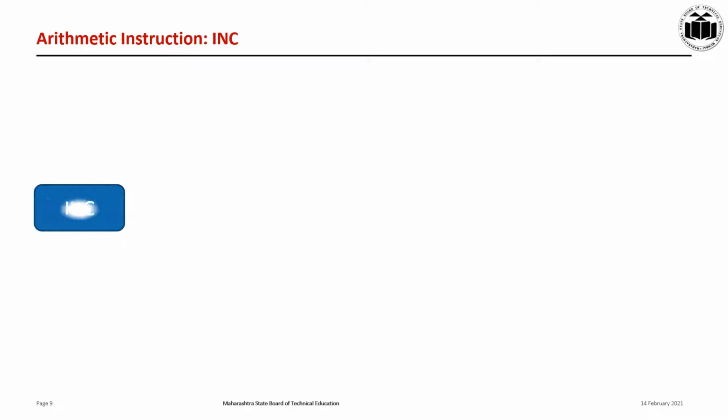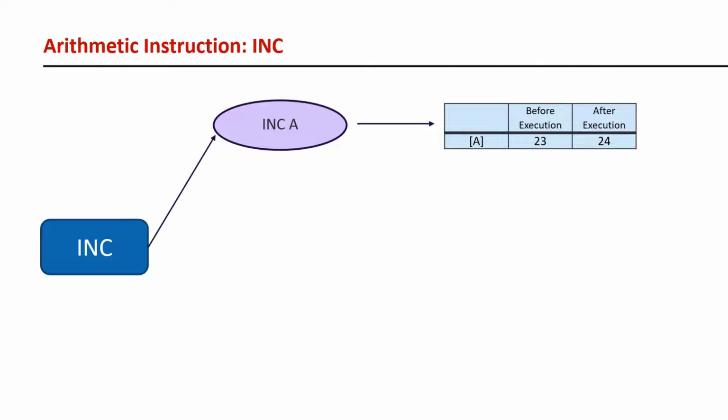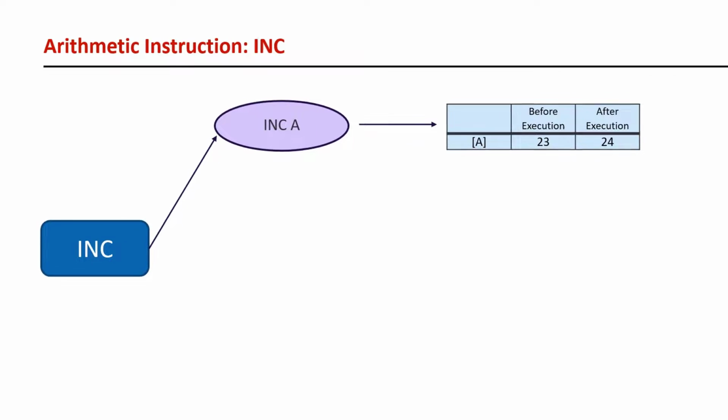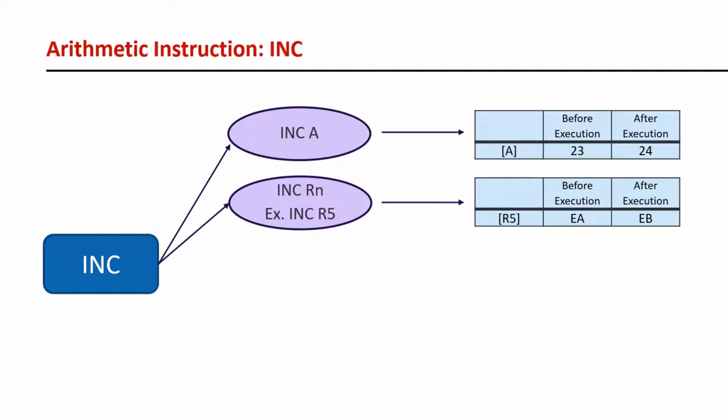Proceeding further, we have increment instruction. INC A. This instruction increments the content of accumulator by 1. Example, if accumulator contains 23H, then after execution of this instruction, accumulator will contain 24H. INC Rn. This instruction increments the content of register Rn by 1. If the register R5 contains data EAH, then after execution of this instruction, it will contain EBH.